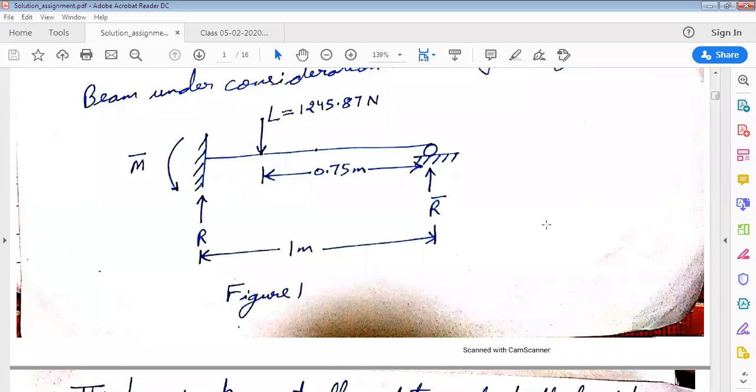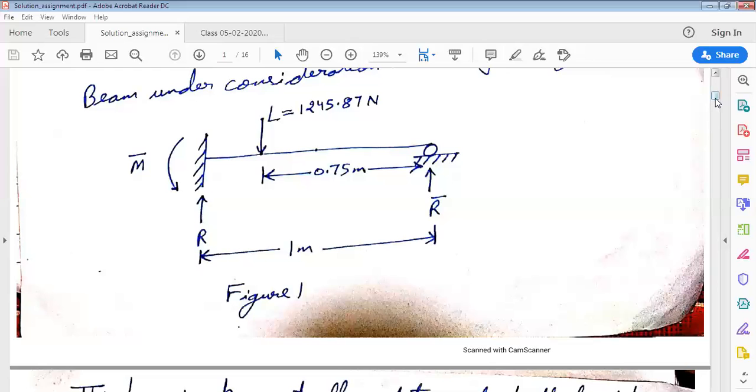On our screen, we are seeing a beam which is fixed at the left end and simply supported at the right end. The length of the beam is 1 meter and this beam is experiencing a load of 1245.87 newtons at a distance of 0.775 meter from the right end. Let us try to solve this problem using the displacement method.